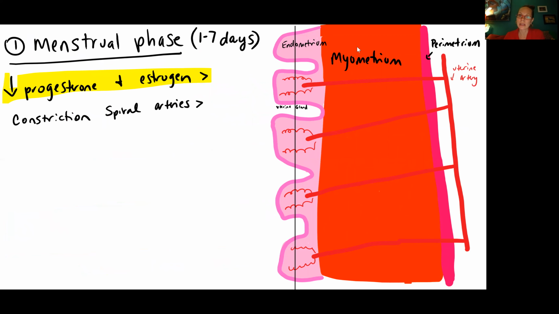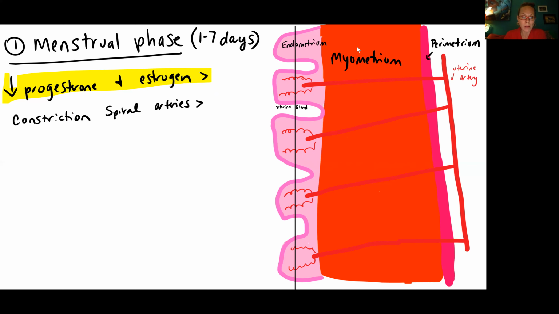Now, the menstrual phase can vary, so it can last from 1 to 7 days. This is occurring with the decline in progesterone and estrogen that occurs when the corpus luteum becomes the corpus albicans. So if there's no pregnancy and implantation, then the corpus luteum is only present and releasing hormone for about 14 days, and then it stops.